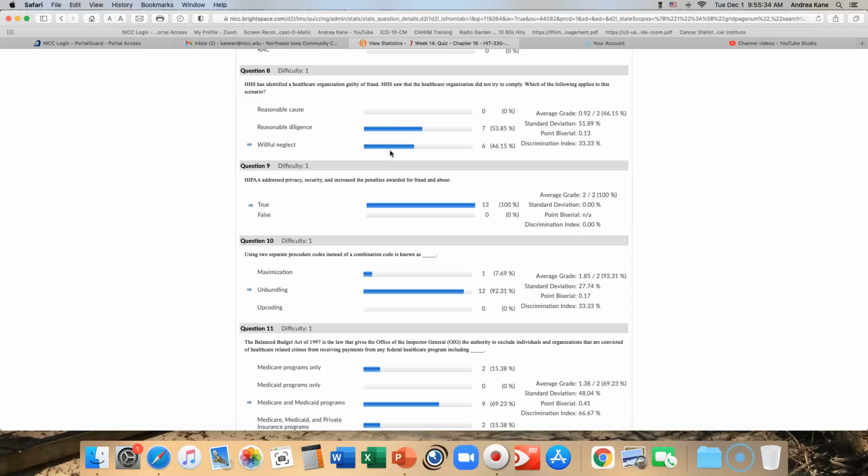Reasonable cause is that it would be unreasonable to expect the healthcare provider to comply with the requirements. Reasonable diligence means that the healthcare provider has tried to take reasonable actions to comply with the requirements. Willful neglect is they've done nothing, whether that's intentional or indifference, apathy, what have you, they just haven't done it. So that's where you would have found that information for number 8.